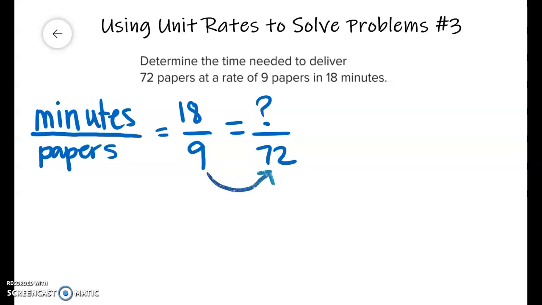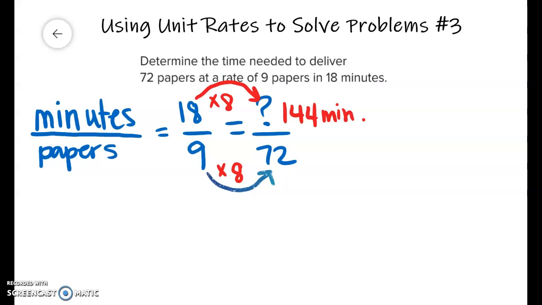So here, how would I turn a 9 into a 72? I know that I can just do 9 times 8 to equal 72, which means that I'm going to do 18 times 8. And again, if you're not pulling out your calculator to do that work for you, then you're doing too much work. So I just pulled out mine. 18 times 8 is 144 minutes for 72 papers.